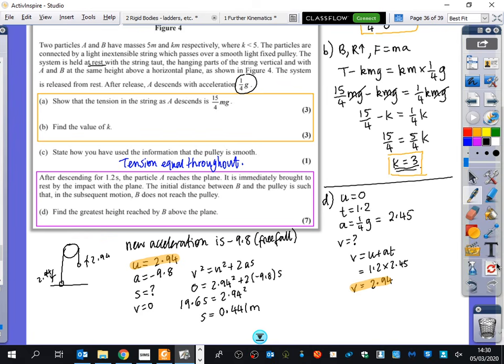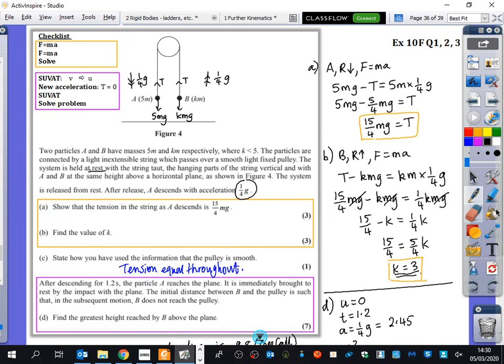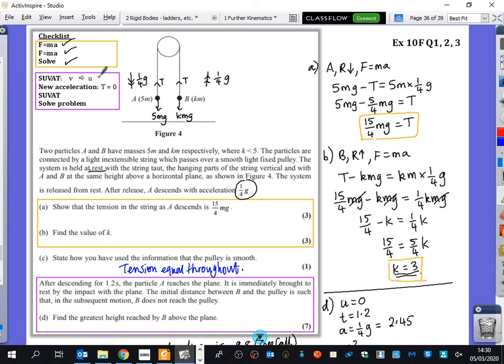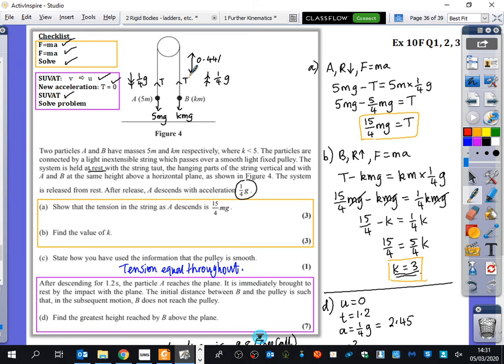If I go back to my list now and I think about what I've done, okay, I did that, and I did that for the orange bits. I did suvat where I found v to make it become u. I did a new acceleration because the tension was 0, and I've done some suvat. I've now actually got to solve the problem. The problem says, find the greatest height reached by b above the plane. Well, I know that once this one has hit the floor and this one has got to here, it travels a further 0.441 meters. But how am I going to work out this distance here?